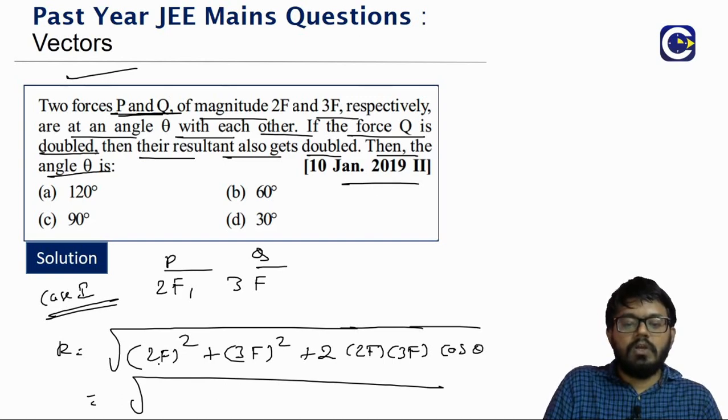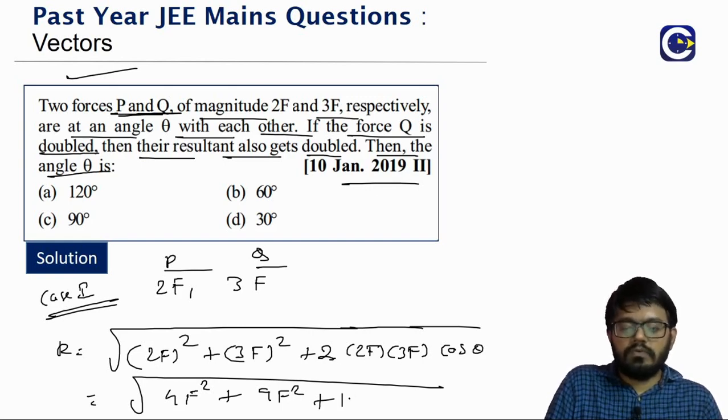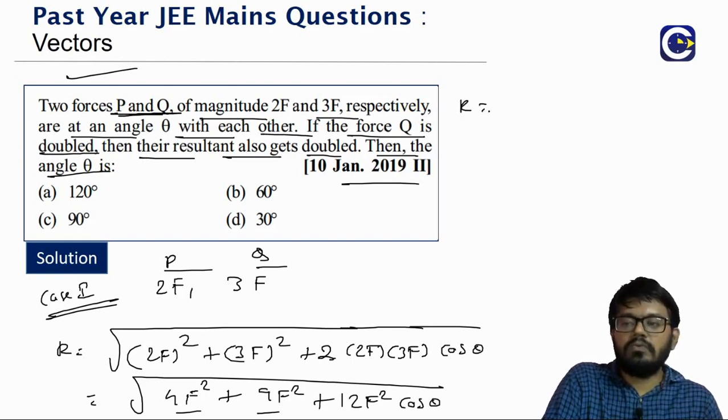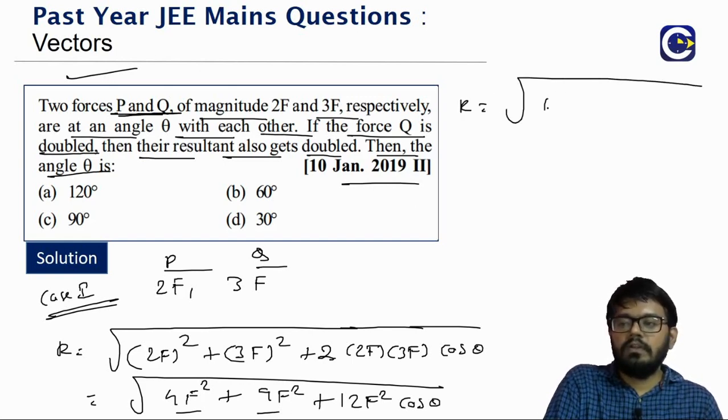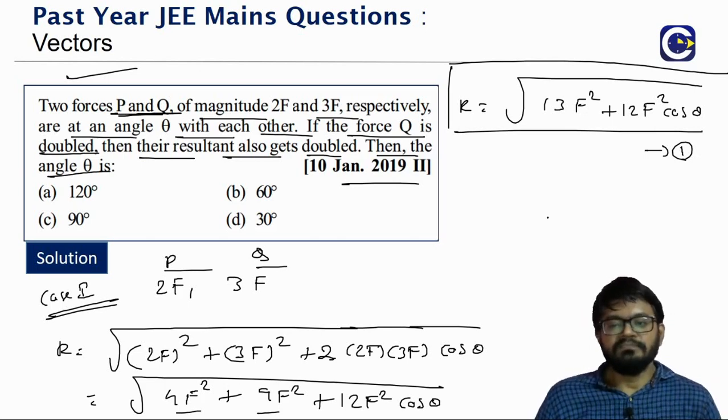Root of 2F squared, that is 4F squared, plus 3F squared, that is 9F squared, so 4 plus 9 is 13. And 2 times 2F times 3F is 12F squared. So R is equal to root of 13F squared plus 12F squared cos theta. This is the information we get from case 1.